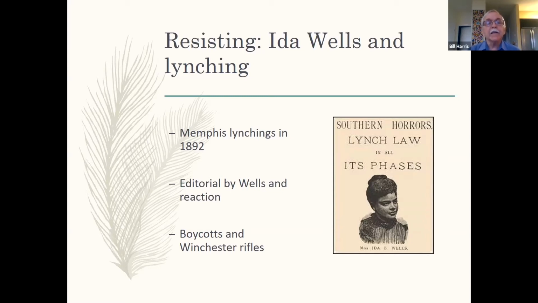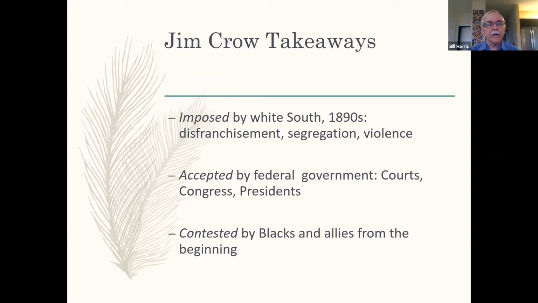So the final slide, just to reiterate, if we think of three things I'm trying to emphasize, Jim Crow was a system of white supremacy. It was imposed by white Southerners in the 1890s and involved disfranchisement, segregation, and violence, but it was also accepted by the federal government. The courts agree with it. Congress did not use any of its powers to suppress it. Presidents did not do anything either. And very importantly, it was always, from the very beginning, contested by Blacks and sometimes with white allies, from then, of course, until now. So thank you.